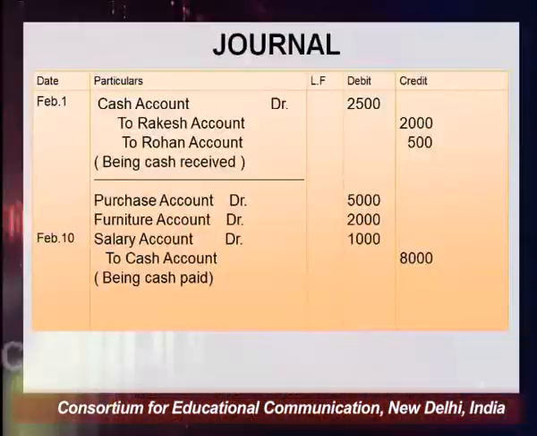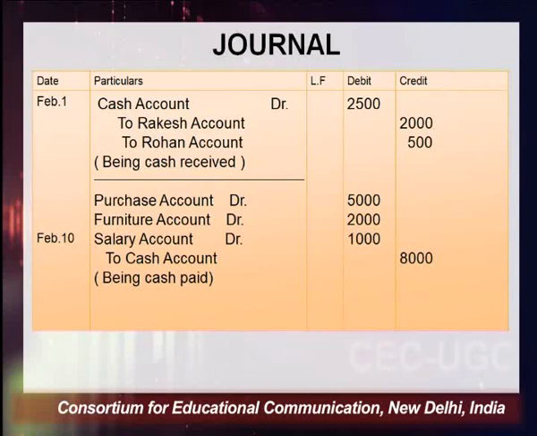So instead of passing three different entries for cash, that is purchase account debit to cash, furniture account debit to cash, salary account debit to cash, we will pass one combined entry, one compound entry, and the entry would be purchase account debit 5000, furniture account debit 2000, salary account debit 1000 to cash account 8000. Remember this thing always, whatever amount you are showing in the debit column, the total amount in the debit column is 8000.